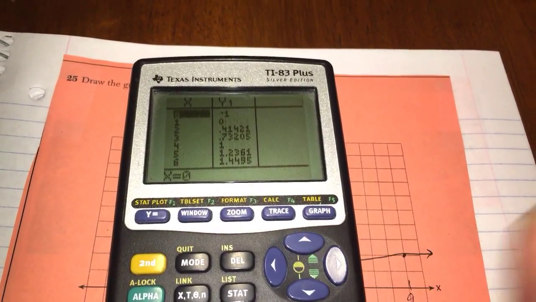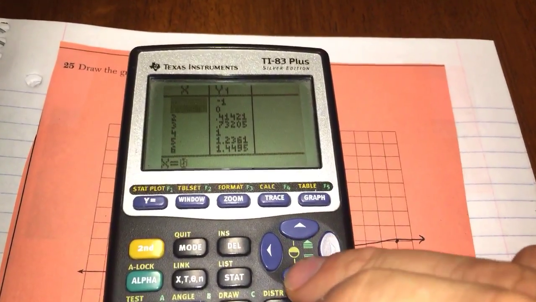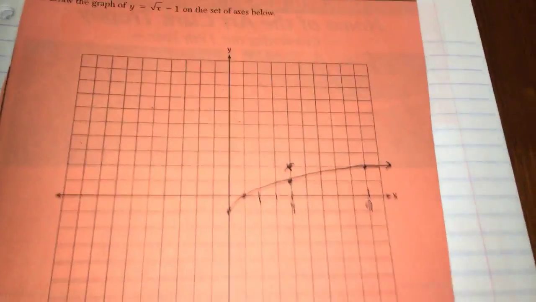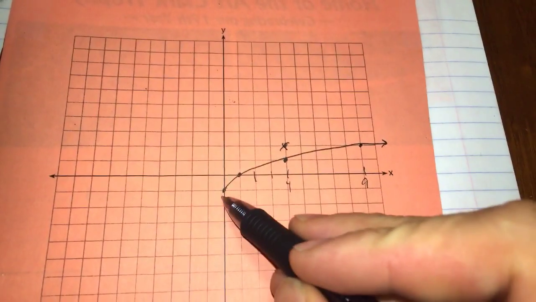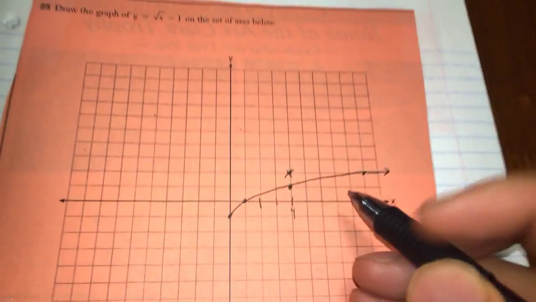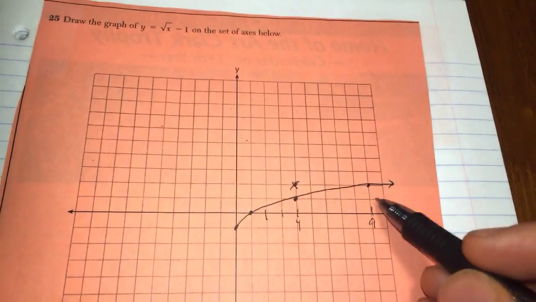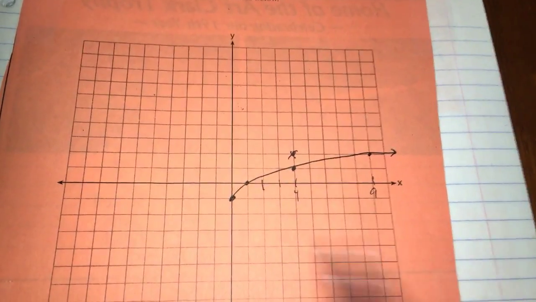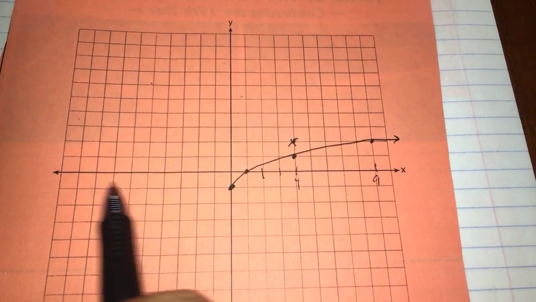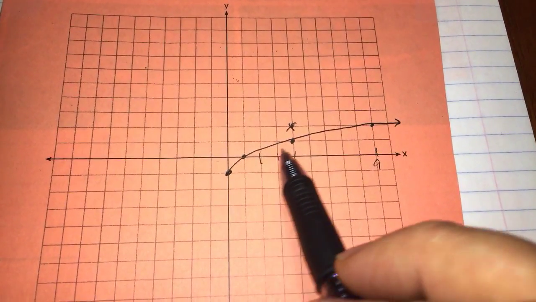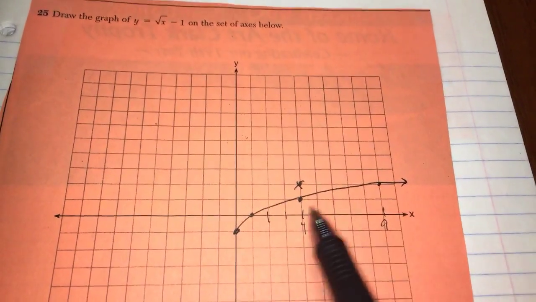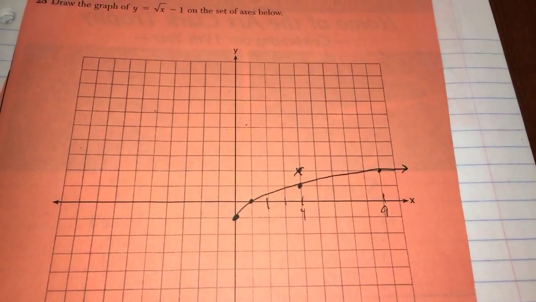So I'm just going to plot the points 0, negative 1, 1, 0, 4, 1, and 9, 2. This graph starts at the y-axis. I cannot plug in any negative x values. Goes all the way to here. You will lose a point if you do not have an arrow because this graph does continue on forever.